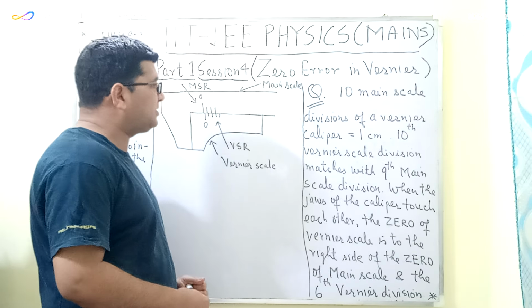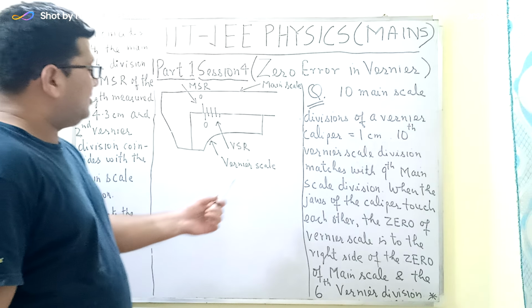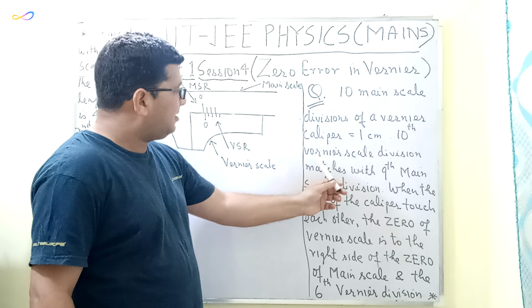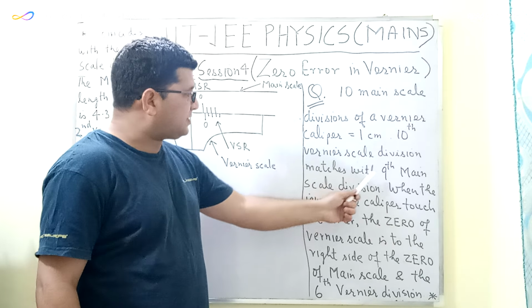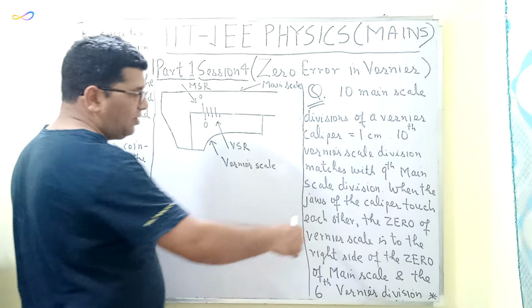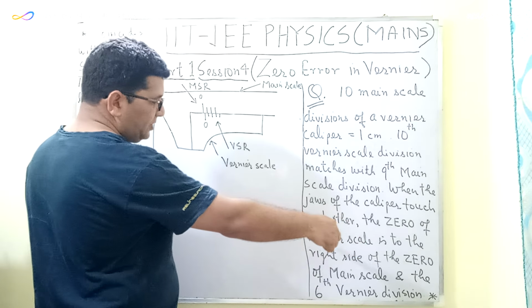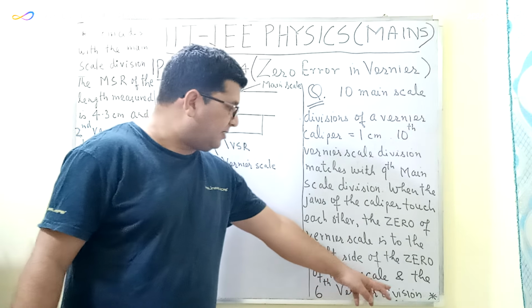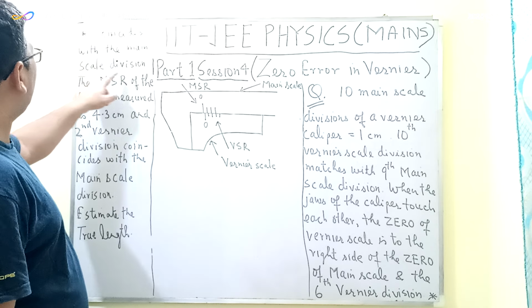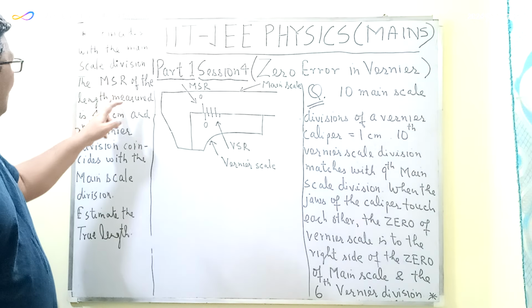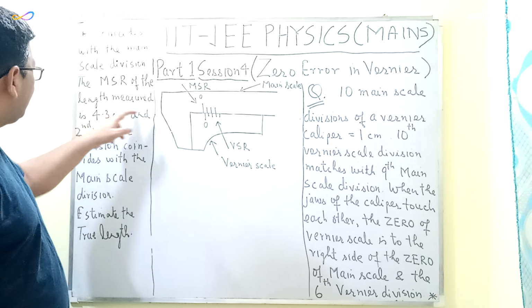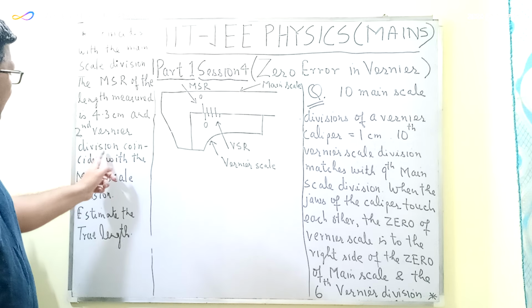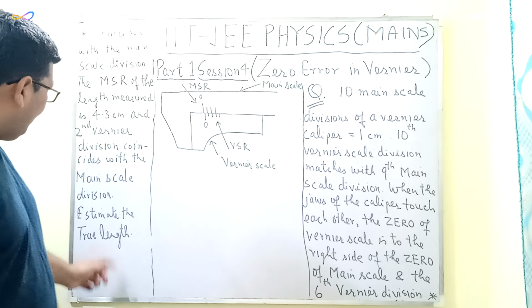JEE mains examinations. Here the question is: the 10 main scale divisions of a vernier caliper is equal to 1 centimeter. The 10th vernier scale division matches with the 9th main scale division. When the jaws of the caliper touch each other, the zero of the vernier scale is to the right side of the zero of the main scale, and the 6th vernier division coincides with the main scale division. The main scale reading of the length measured is 4.3 centimeter, and the second vernier division coincides with the main scale division. So we have to find the true length.